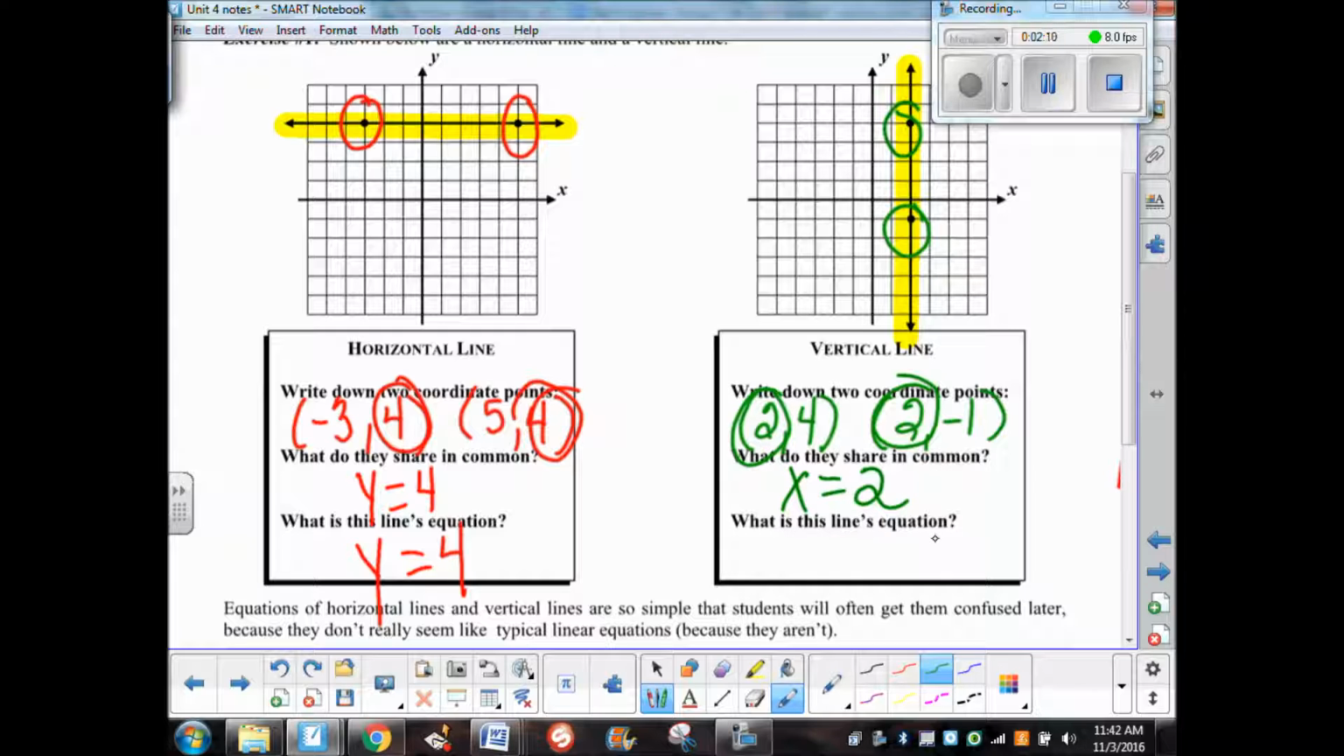What is this line's equation? There it is, x equals 2. No matter what point you pick along this line, all the x values will be 2. This equation doesn't have a y in it, and it doesn't have a y in it for a reason. It never crosses the y-axis. And its slope for a vertical line is undefined.